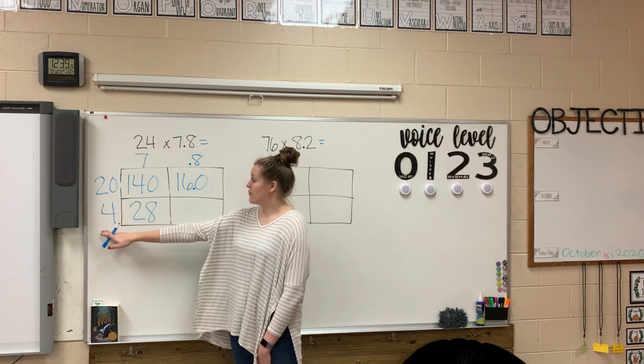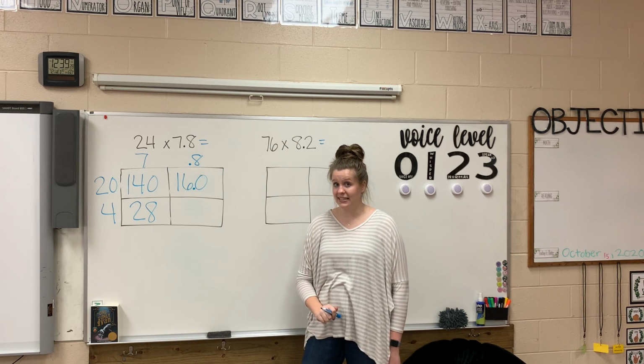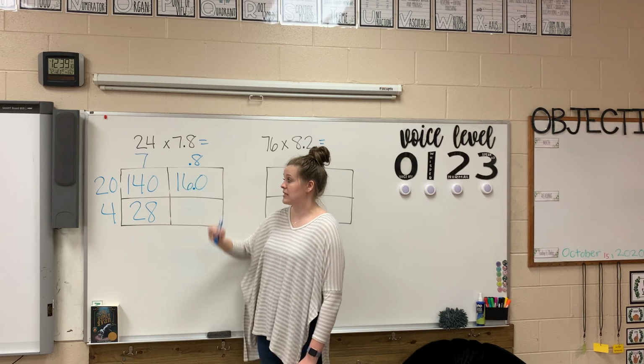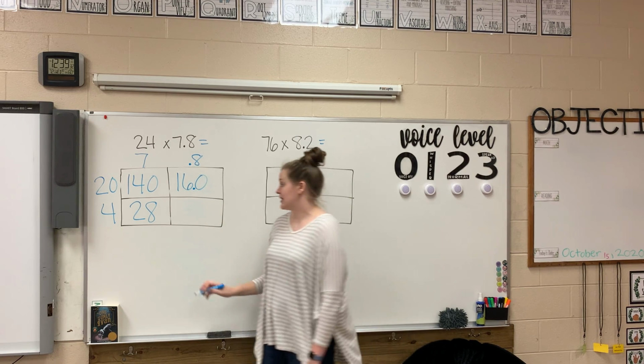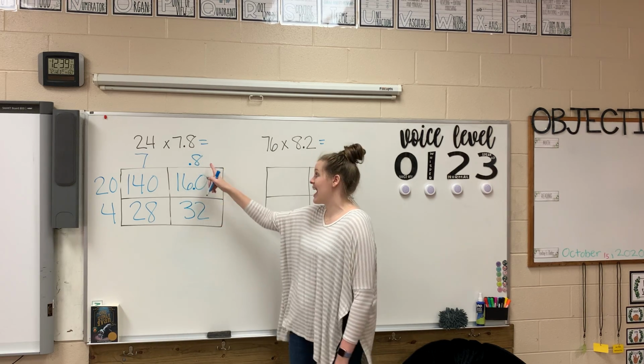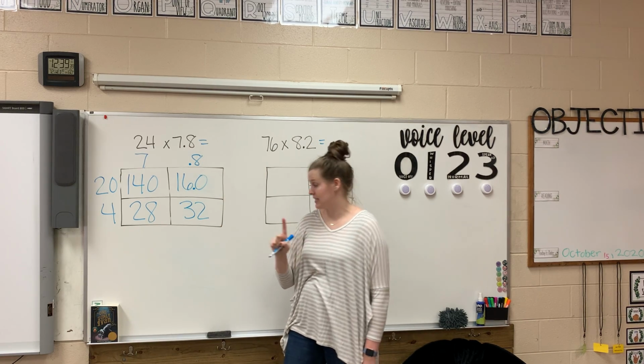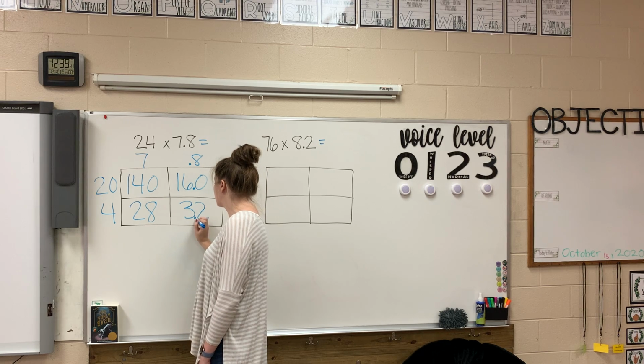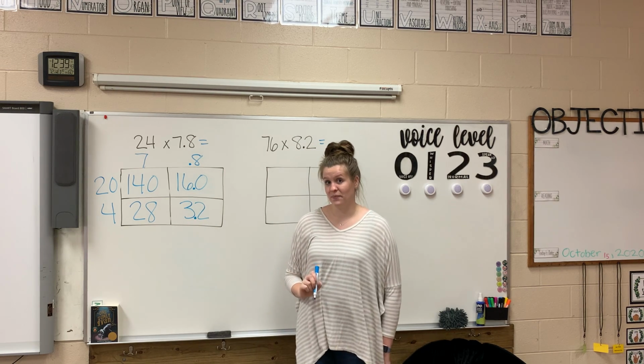Okay, so same thing with 4 times 8/10. We're just going to pretend that decimal's not there for a second. 4 times 8 is 32. Now let's go back and say I had one place behind my decimal. So that decimal goes right in between the 3 and the 2.